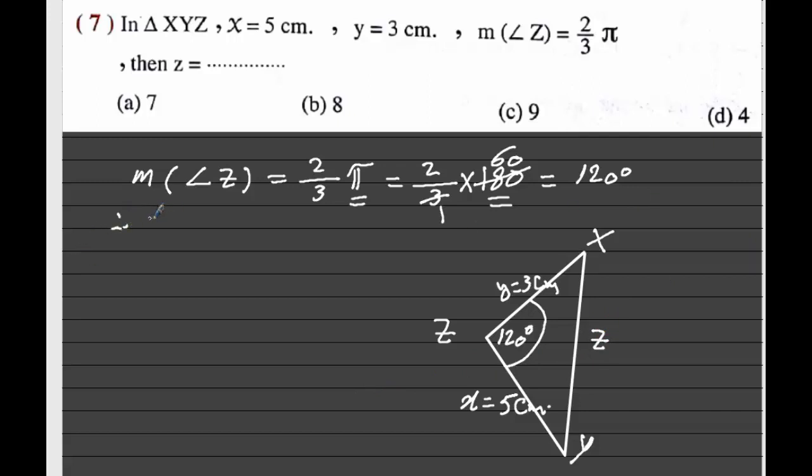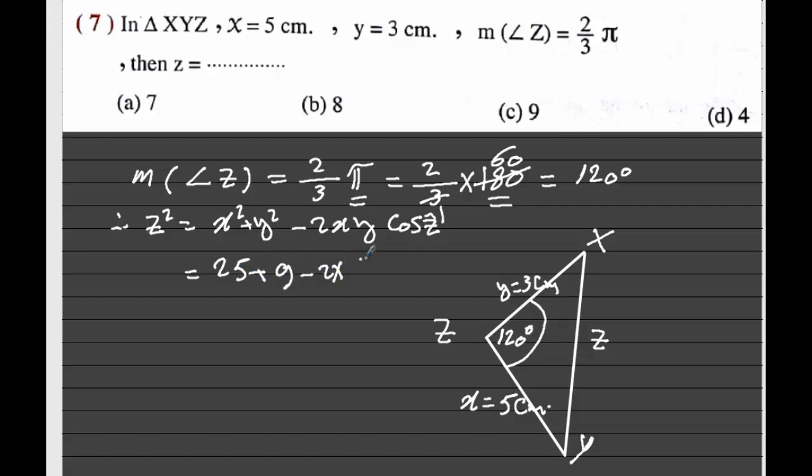So we have the rule z power 2 in this triangle, z power 2 equals x power 2 plus y power 2 minus 2xy cosine z. Okay, it is the rule. And we substitute x square, we have x equals 5, so x square equals 25 plus y square, it is 9, minus 2 multiply 5 multiply 3 cosine 120 degrees.